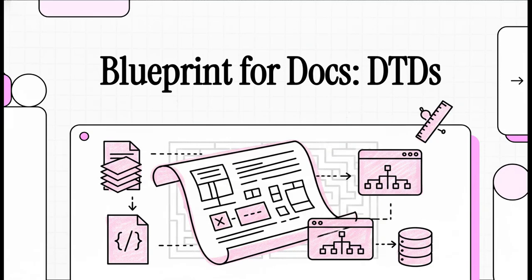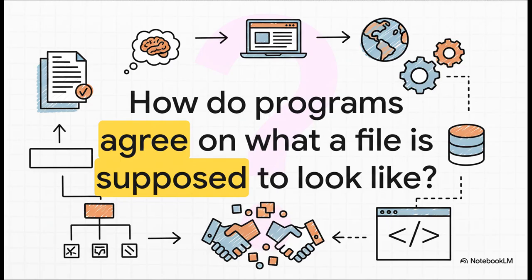There's this hidden blueprint that brings a quiet order to our digital world. It's something you use all the time, but you probably never even see it. It's the elegant answer to a huge problem in computing, and it's called a document type definition, or DTD for short. Just think about it for a second.